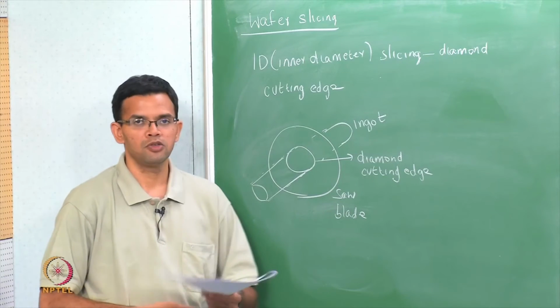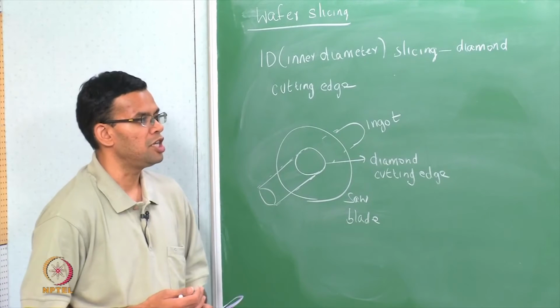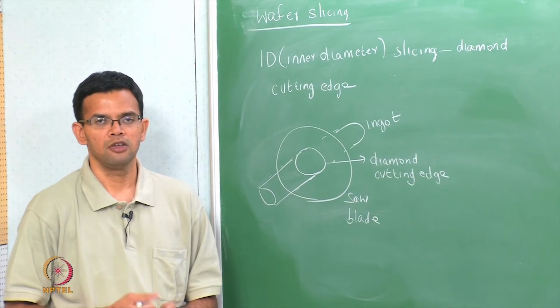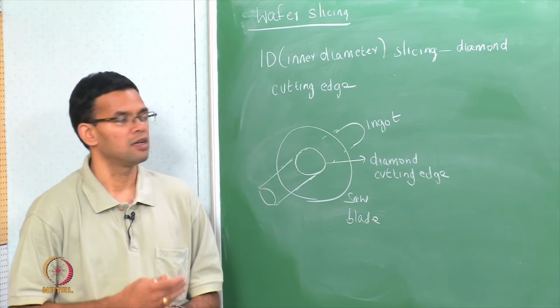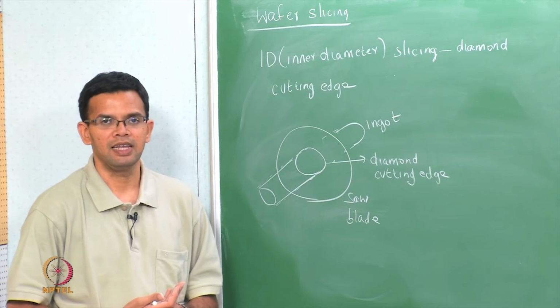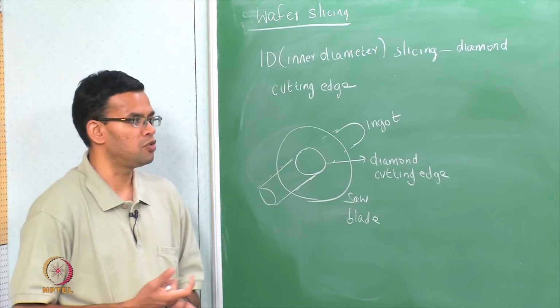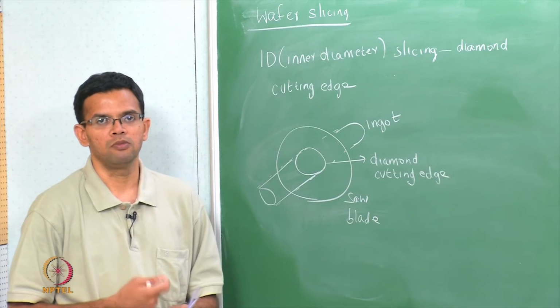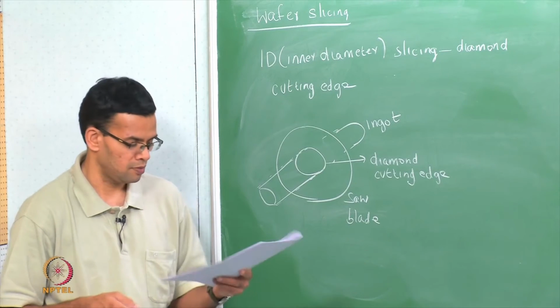The thickness usually increases with increase in diameter. If you look at 3-inch or 4-inch wafers, they are usually around 0.5 millimeters or 500 micrometers thick. With increase in diameter, to basically have better mechanical integrity, the thickness is also increased. So, a 12-inch wafer is usually around 0.75 millimeters or 750 micrometers thick.